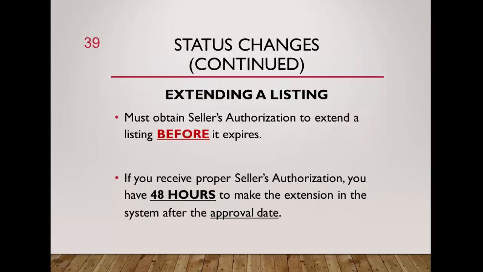A few things you need to know about status changes. When you're extending a listing, you absolutely must get that seller's authorization to extend it before the listing expires. If you receive an authorization to extend the listing after the listing expires, you will not be able to make that change in the system. You'll have to obtain a new listing agreement, and you'll enter that listing from scratch. Remember that you do have 48 hours after your seller's permission to make that change in the system.